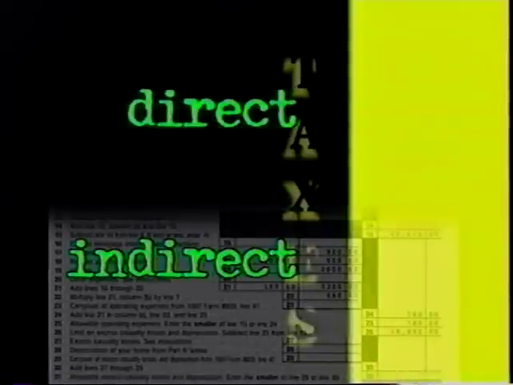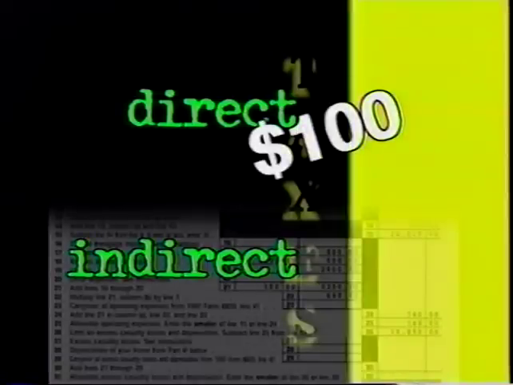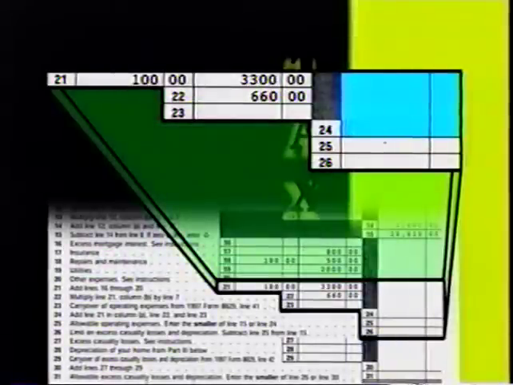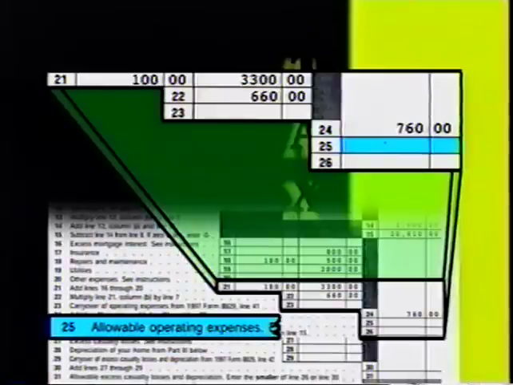So now we figured out the direct and indirect expenses of Vicky's home office. $100 of direct expenses and $660 of indirect expenses. For line 24, we add all of Vicky's home business expenses. These are the figures in line 21, column A, plus line 22, column B, for $760 in total expenses. The instructions for line 25, allowable operating expenses, tell us to enter the value of the smaller of line 24 or line 15. Since the value in line 24, 760, is smaller, we re-enter that value here on line 25.